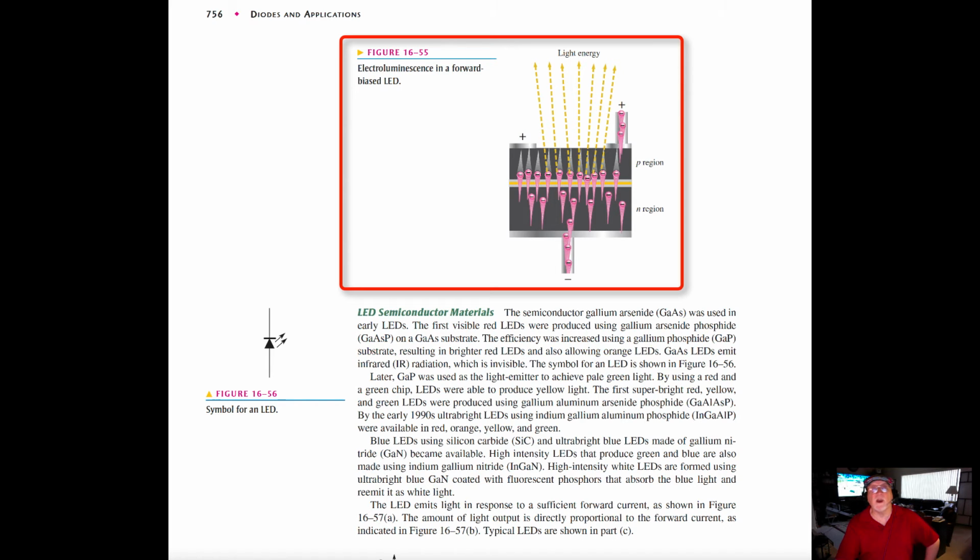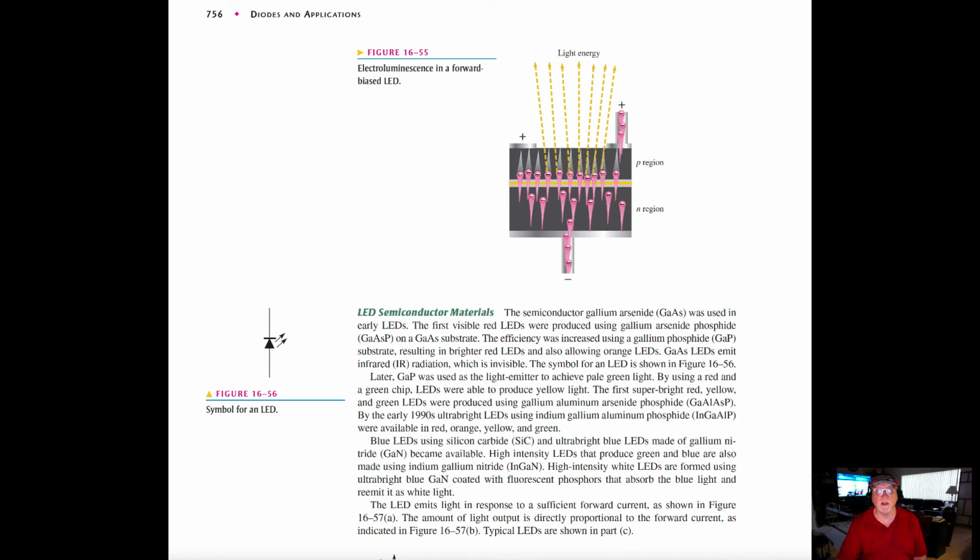LEDs have come a long way in the past 30 years, from just being red and green. Now, you have entire spectrums of colors that can be produced, and the intensity is just incredible, even to the point that your headlights are now made for LED application. So we can see here just a diagrammatic explanation of what's going on during the recombination.